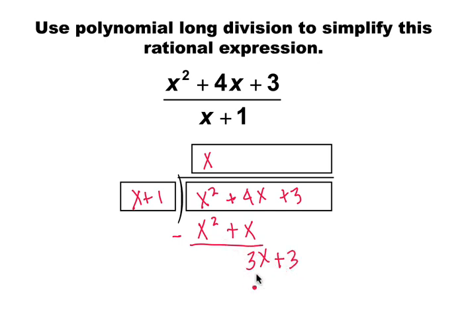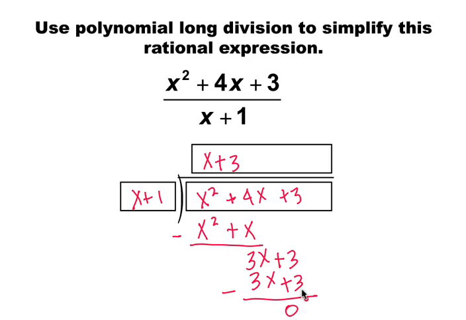To match this leading term, we multiply this expression by 3. So 3 times x plus 1 is 3x plus 3. And we subtract this from this. Since they are identical terms, we get 0.